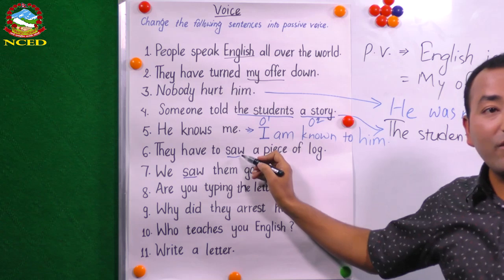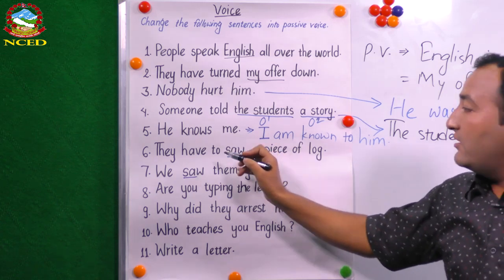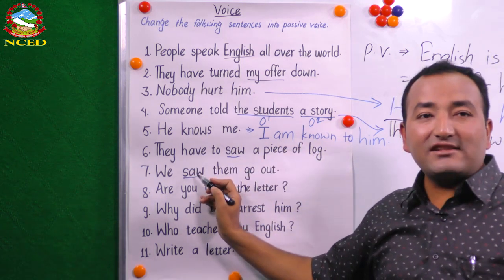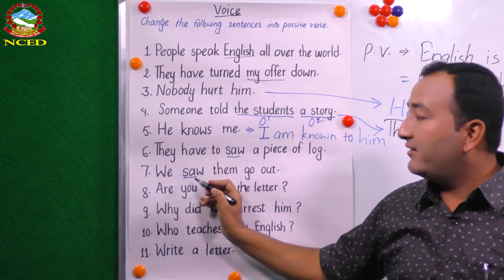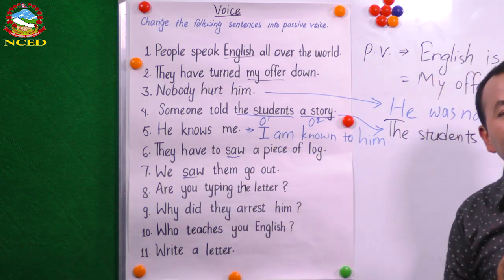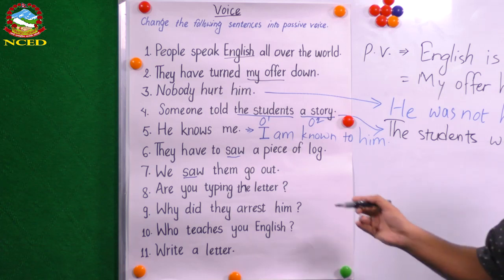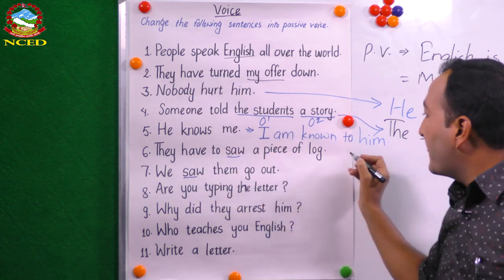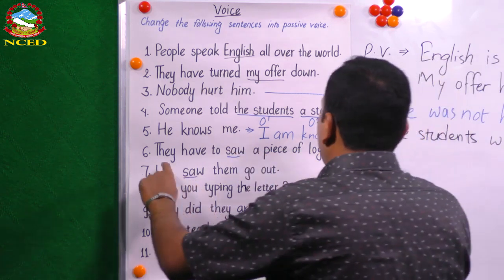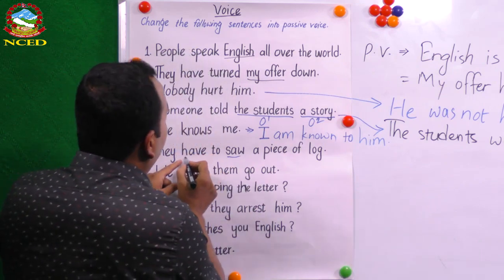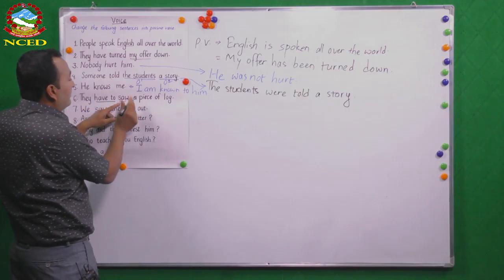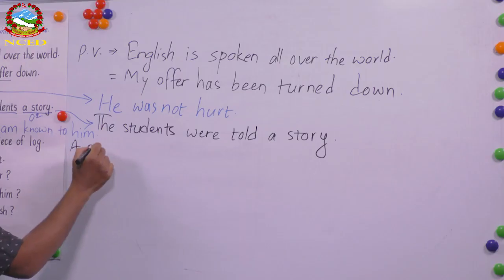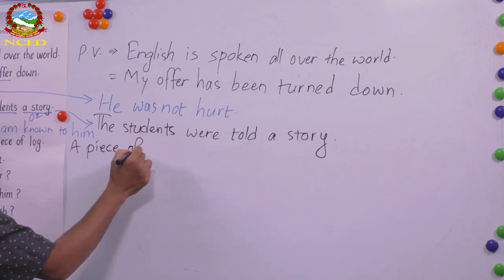They have to saw. This saw means cut wood. They have to saw a piece of log. In the second sentence, saw is the past tense of see. See, saw, seen. But this is saw, sawed, or you can write sawn also, for past participle. Now, for this sentence, let me show you here. They have to, there is the modal have to plus verb 1. For this type of sentence, find out the object first. A piece of log is the object.